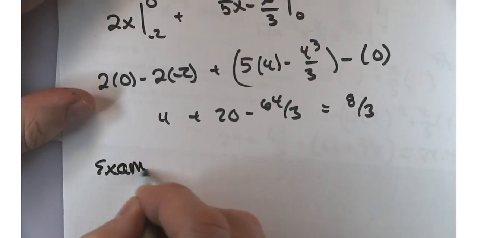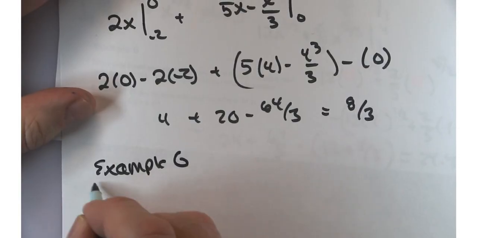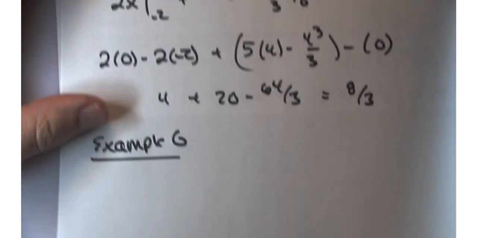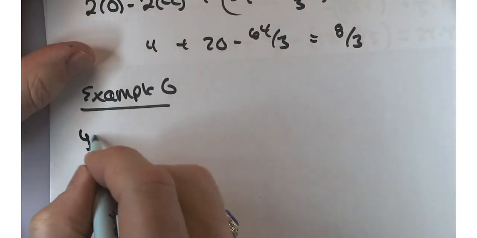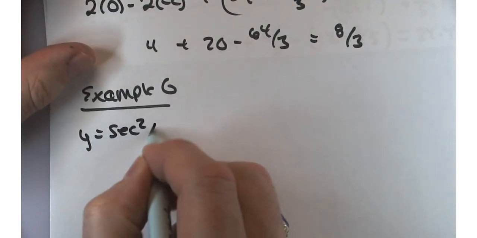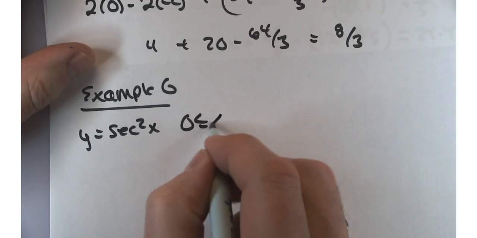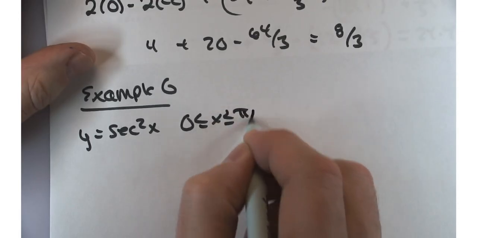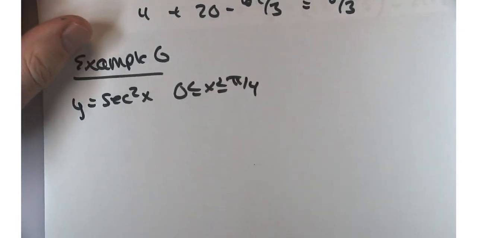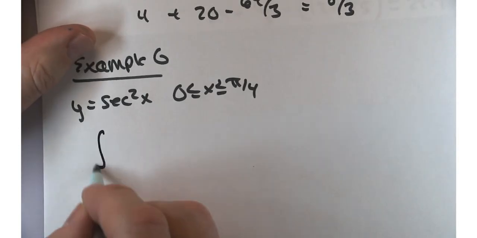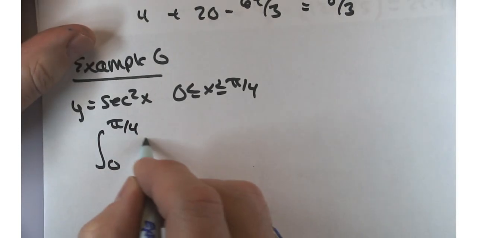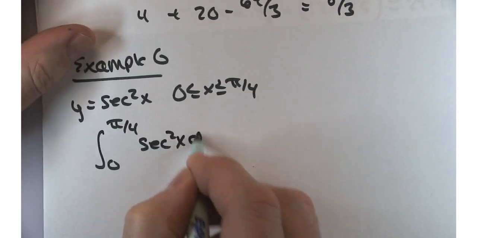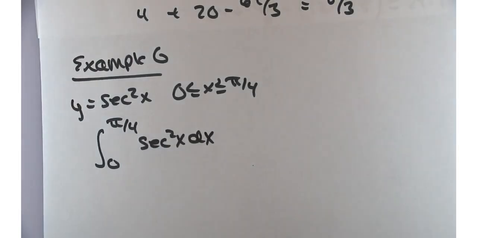Example G. The problem is really stated as find the area between the curve y equals secant squared of x between 0 and pi over 4. But it amounts to this integral. The integral from 0 to pi over 4 of secant squared of x dx. Ooh, I'm hitting you with a trick problem.